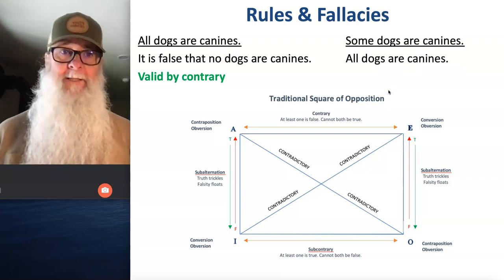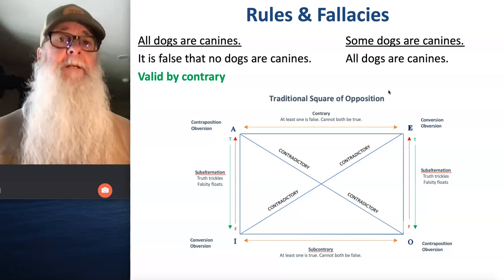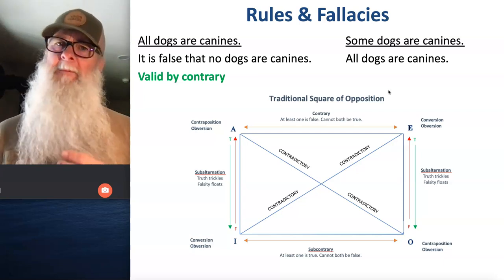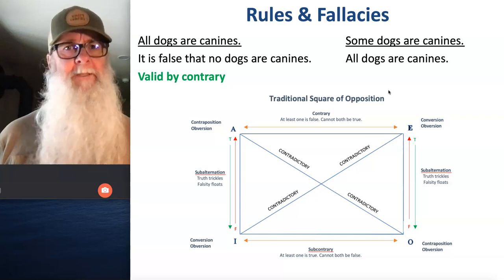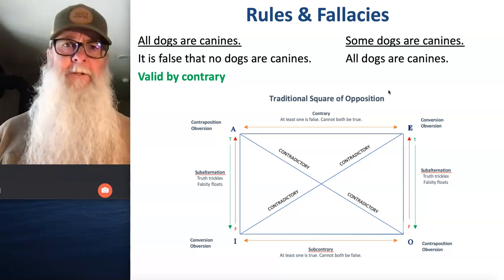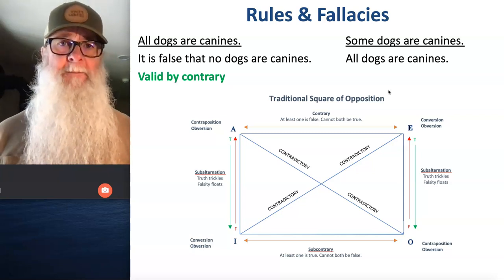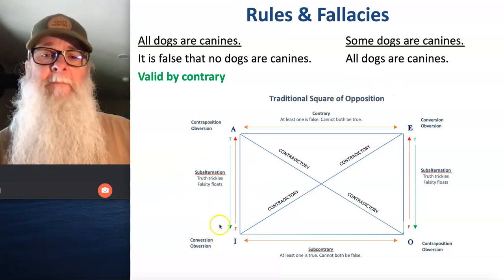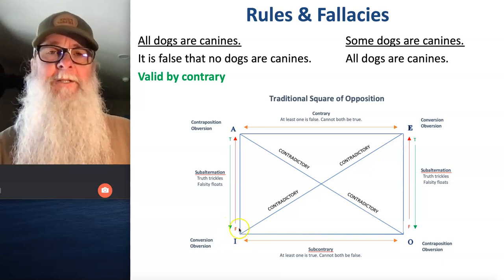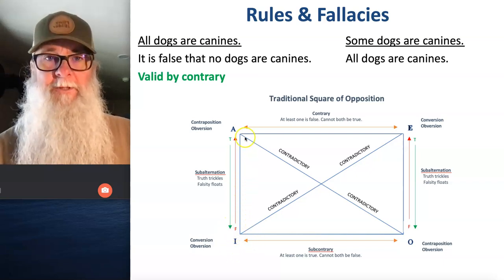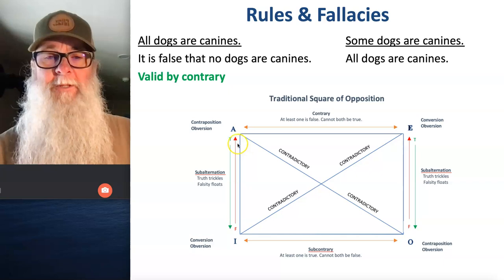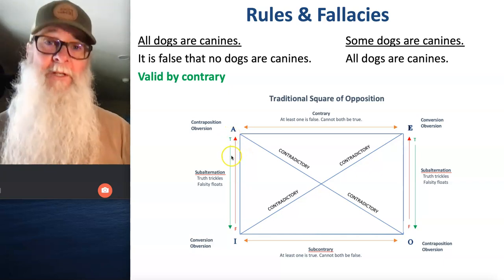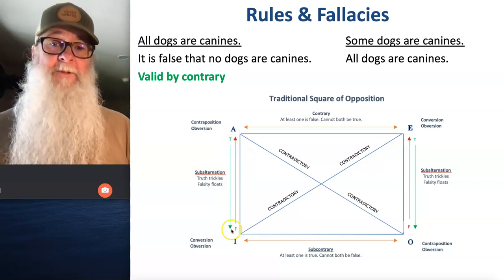Similarly, we can look at an argument like this. Some dogs are canines, therefore all dogs are canines. And again, we recognize we have corresponding statements. The premise is an I statement, the conclusion is an A statement, and their subject and predicate terms are identical. That starts to sound a little bit like subalternation, but remember that in subalternation, the falsity floats from the I statement to its corresponding A statement, and the truth trickles from an A statement to its corresponding I statement.